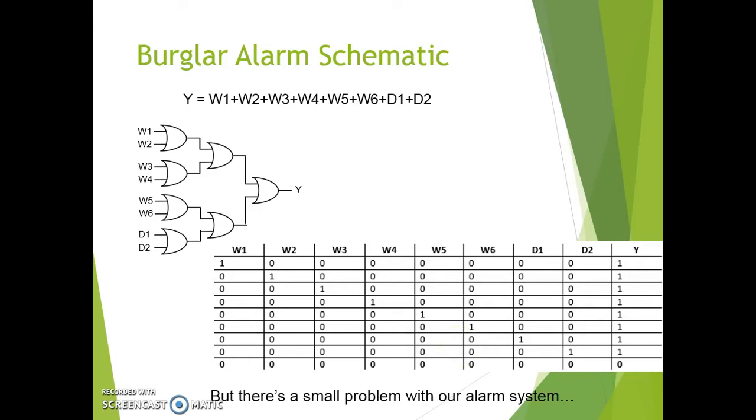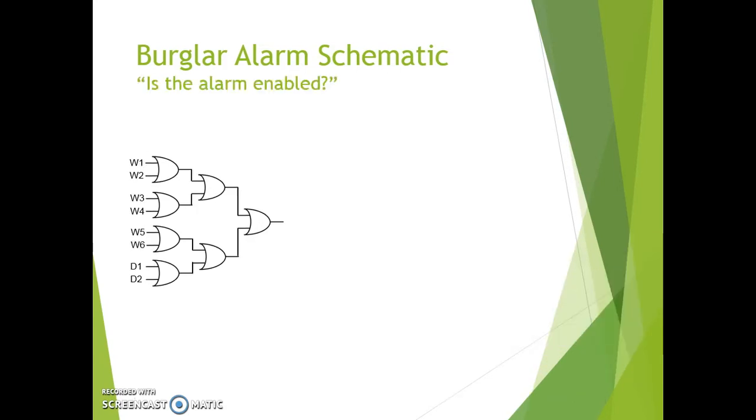Now, there's a small problem with our alarm system. You might want to pause the video again for just a second and think about what's the issue with the circuit that we've designed for our alarm system. And the answer is that we can't get into or out of our house without triggering the alarm. There's no way to disable it. So we need a little bit more elaborate logic if we want to have a practical burglar alarm system.